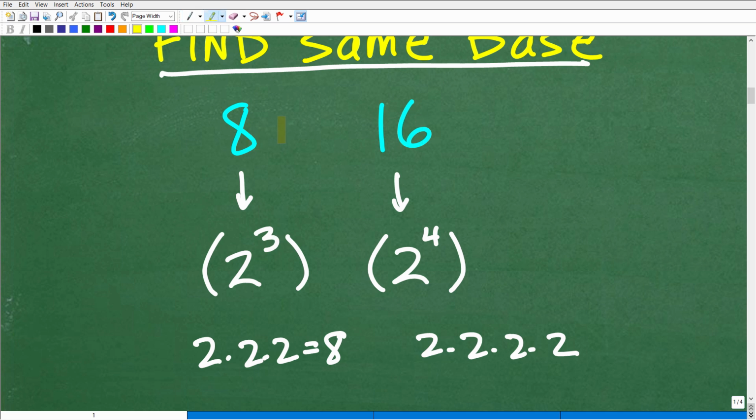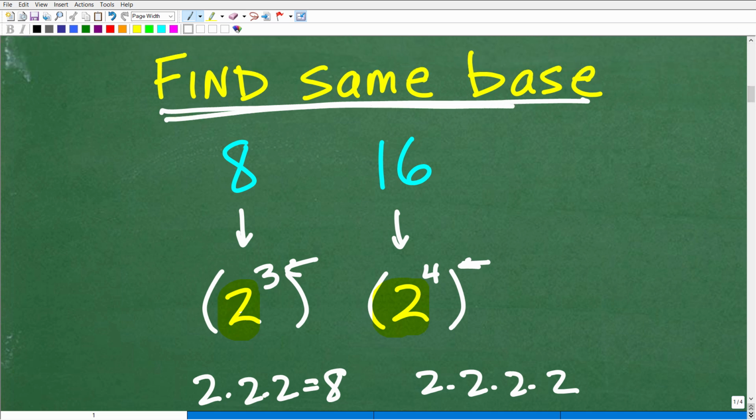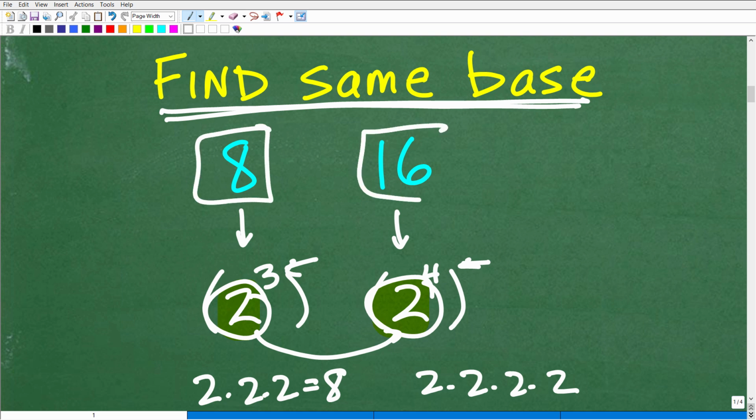Now we have these two numbers, 8 and 16, expressed in such a way where they have the same base. Now, of course, they have different exponents, but again, what we're focusing on first is to see if we can get the bases the same. So we're going to think of 8 as 2 cubed and 16 as 2 to the fourth. Again, the first thing you need to do to solve a problem like this is to rewrite the numbers in the base, using powers, so that the bases are the same.